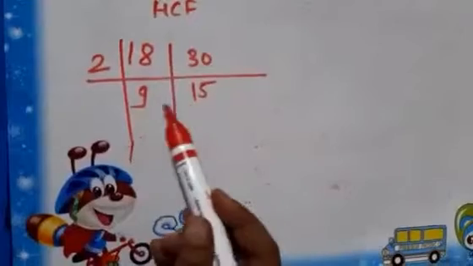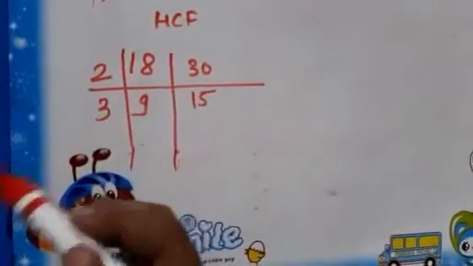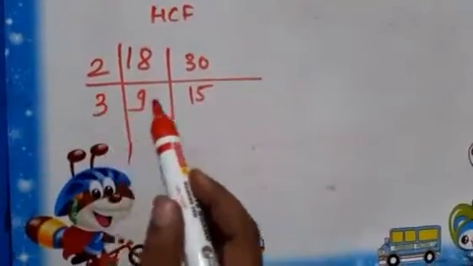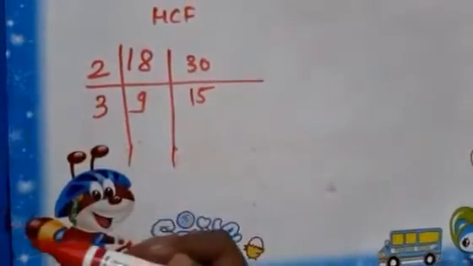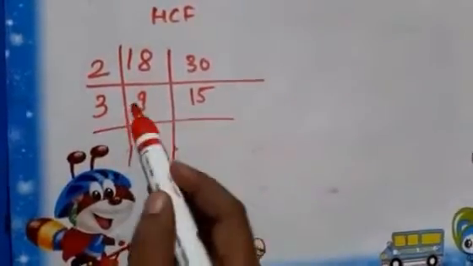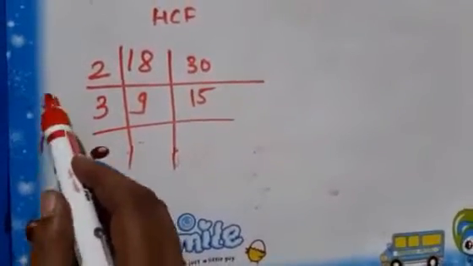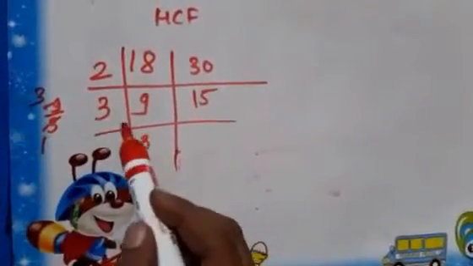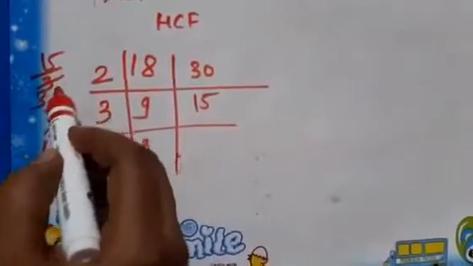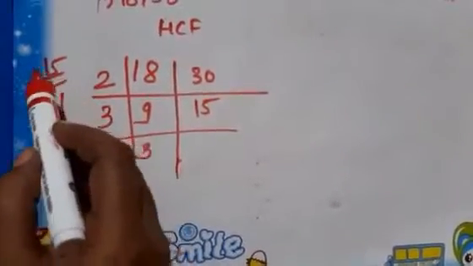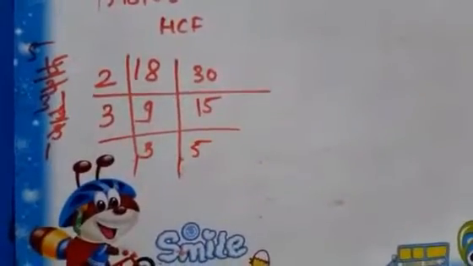Now, the numbers are 9 and 15. Both the numbers are not divisible by 2, so we will go for 3. We will check: 9 is also in the 3's table and 15 is also in the 3's table. Below 9, what should be written? 9 divided by 3, 3 threes are 9. Then below 15, 15 divided by 3 means 3 ones are 3, 3 fives are 15. So here will be 5.